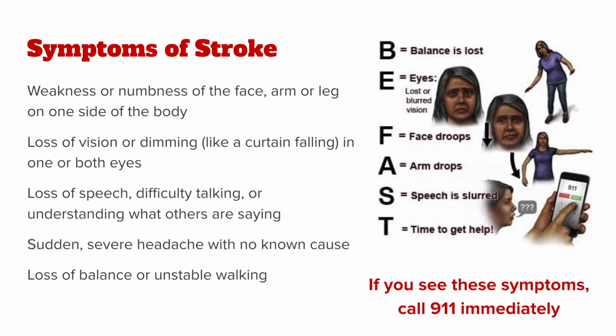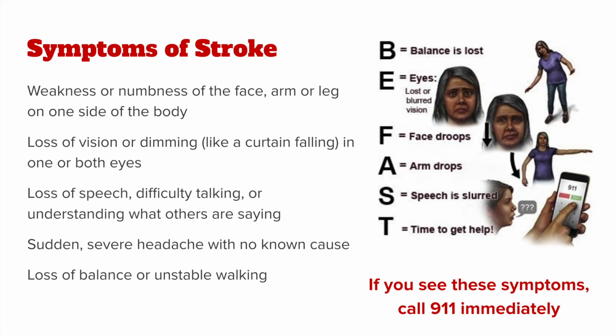There are a few different warning signs or symptoms of stroke. This includes weakness or numbness of the face, arm, or leg on one side of the body, loss of vision or dimming like a curtain falling in one or both eyes, loss of speech, difficulty talking or understanding what others are saying, a sudden severe headache with no known cause, and loss of balance or unstable walking. If somebody is experiencing these symptoms or you notice these symptoms in another person, it is important to seek medical attention right away. Think fast and do the following.